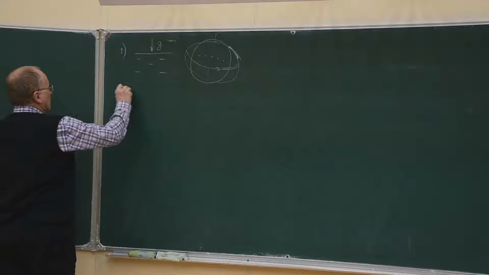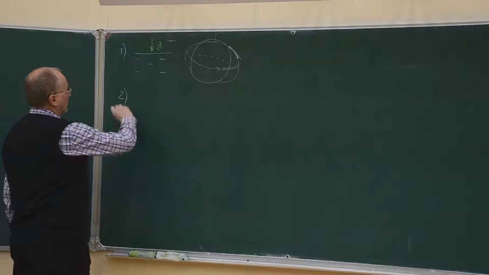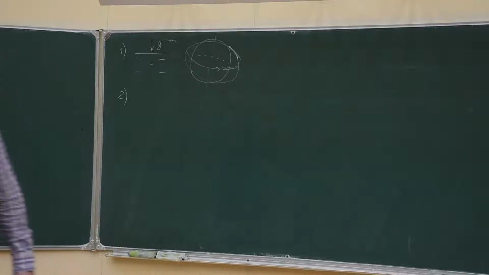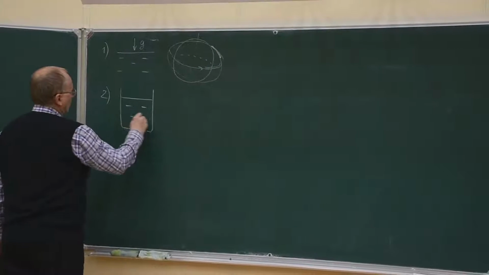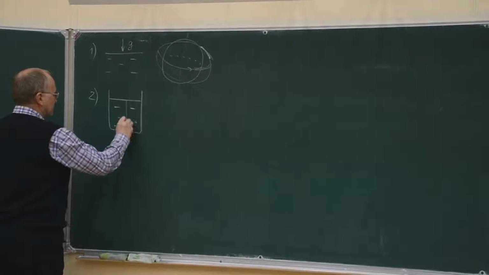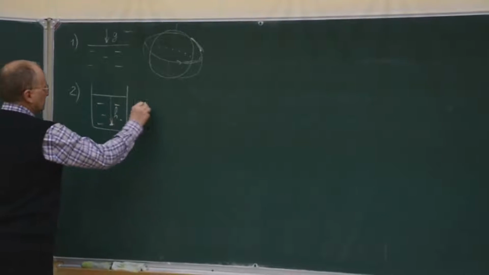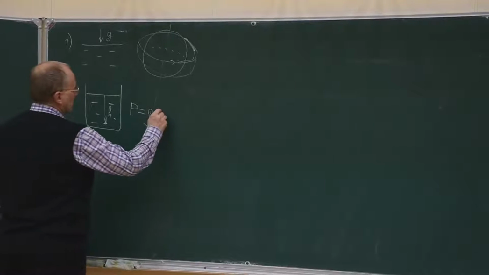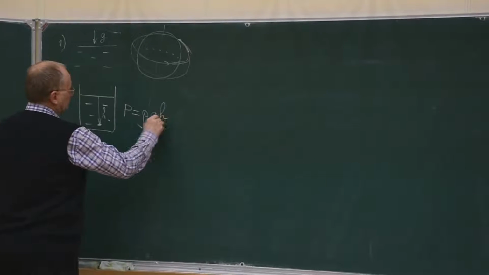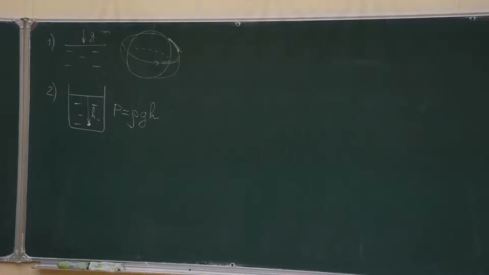The second property of liquids was the liquid pressure. Yes, we considered a vessel with liquid, and the pressure at some depth h at this point was proven to be equal to the density of liquid, acceleration of free fall, and the depth of the point of consideration. This is a very important result which accounts for many phenomena. And I would like to solve a simple problem to illustrate this formula.